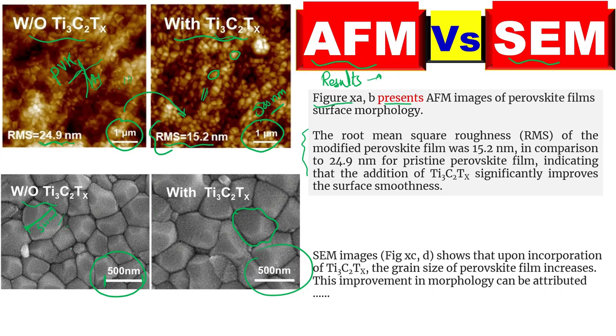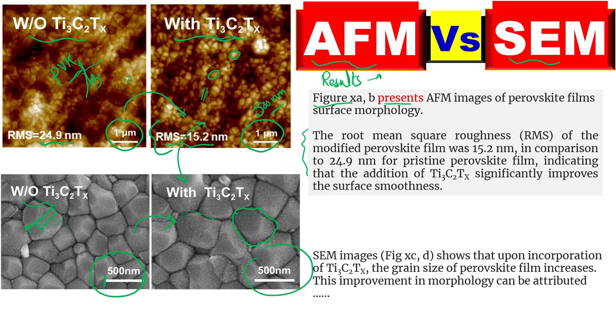And we can see that there are small grains here, but if we look into the modified film, we can see that all grains are large in size. So there is a significant increase in grain size. This means that these two results basically reflect each other. This means they validate each other.